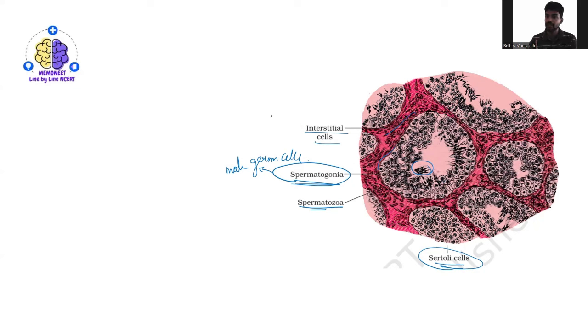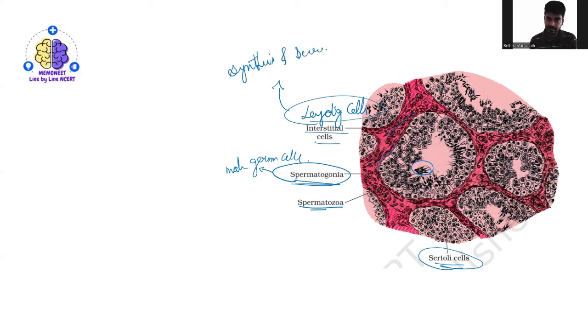Which are actually present near the blood vessels. Okay. And small blood vessels will also be seen there, and interstitial cells will also be seen there. So interstitial cells are also called Leydig cells. Now, what is the function of these Leydig cells? Leydig cells' major function is synthesis and secretion.